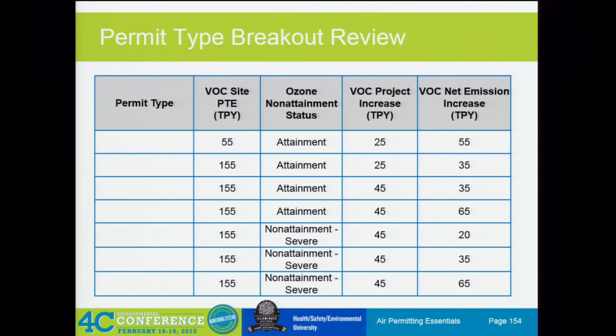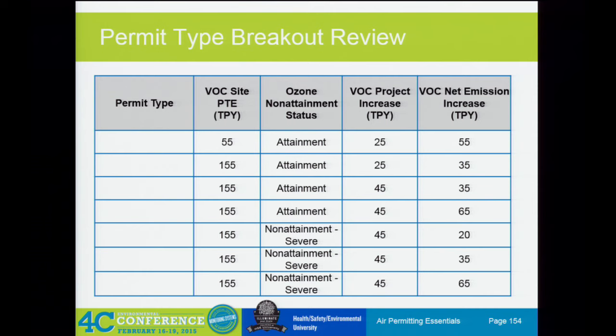Correct. Actually, it can't be PSD and non-attainment, no. That's because one of them's for ozone and one of them's for primary, that's the secondary. What was the answer for that one?